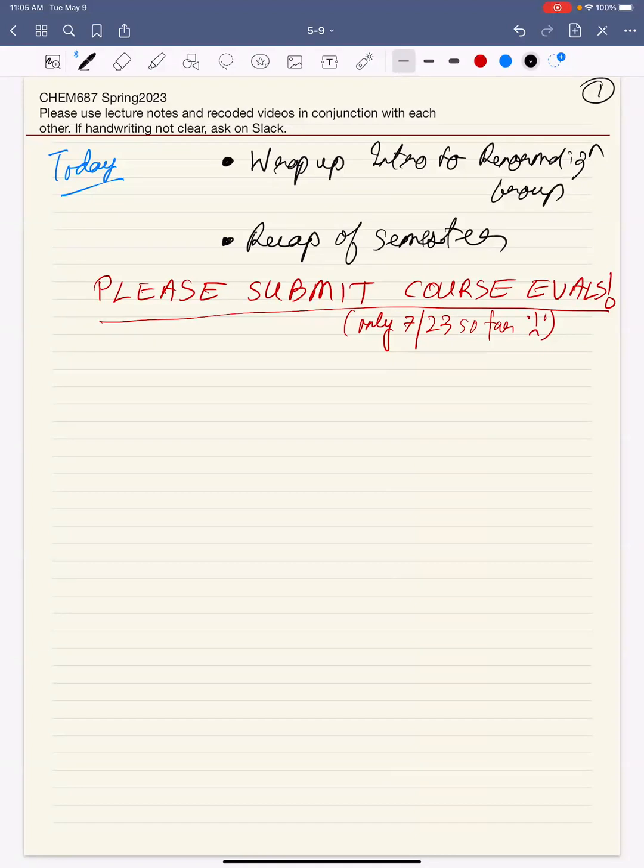So today we will do a wrap up of the very brief introduction to the renormalization group. I mean, we really scratched the surface. It's a huge, big topic. You can read about it online; there are lots and lots of resources you can read on it. So I just tried to give you a flavor and I will finish it.